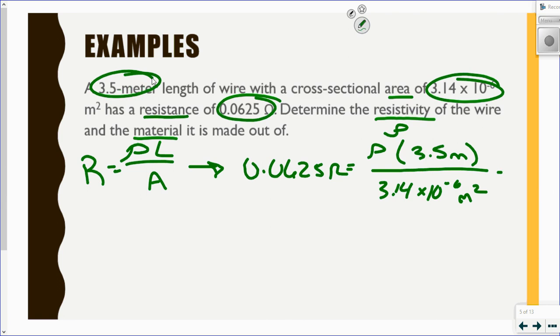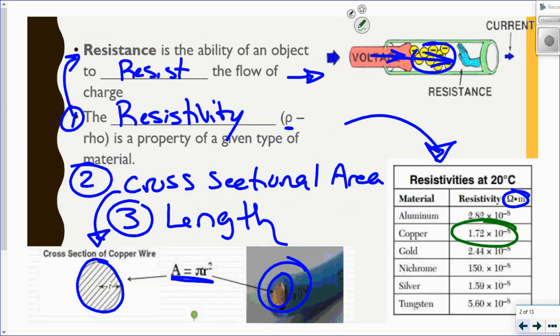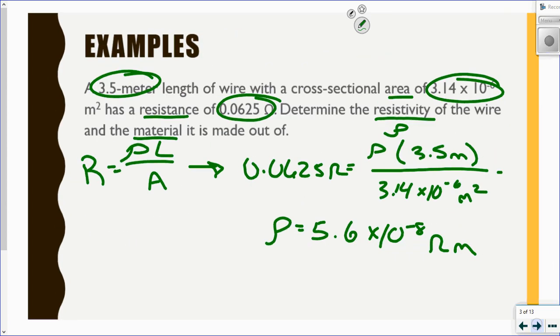If I solve that all out for rho, I end up getting 5.6 times 10 to the negative 8 ohm meters. And if I take a look back at the chart on my reference table, I will see that that is the same value for tungsten. So I know based on its resistivity, this material must be tungsten.